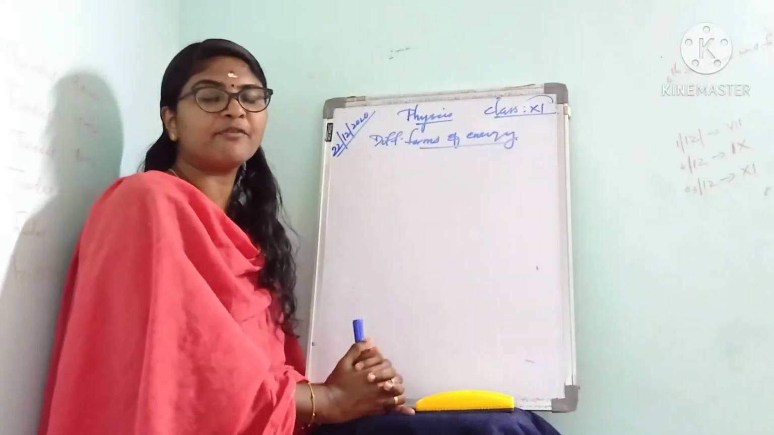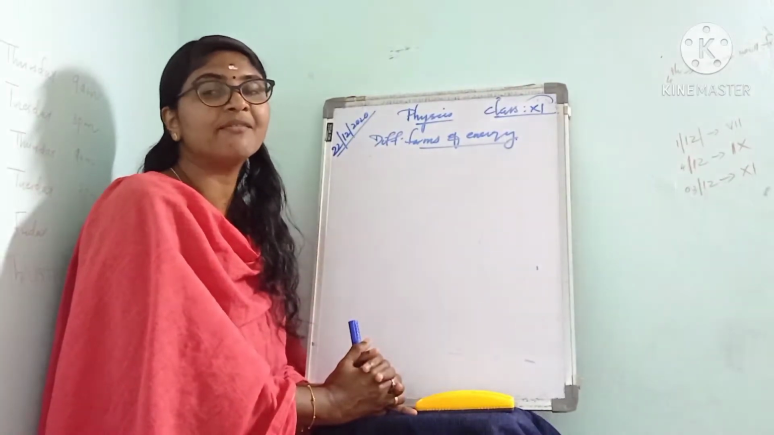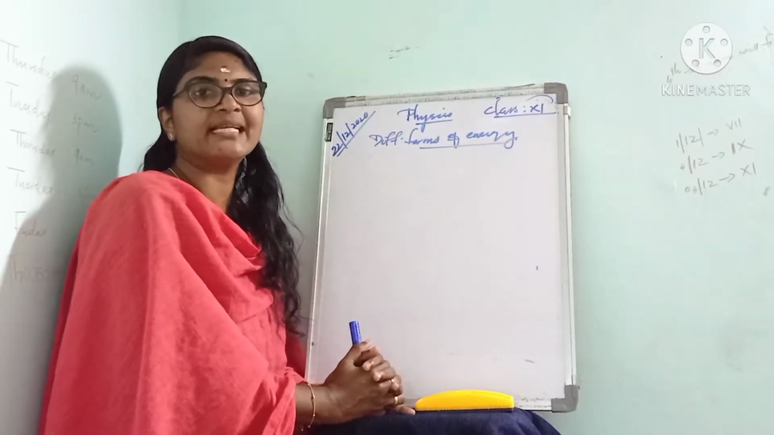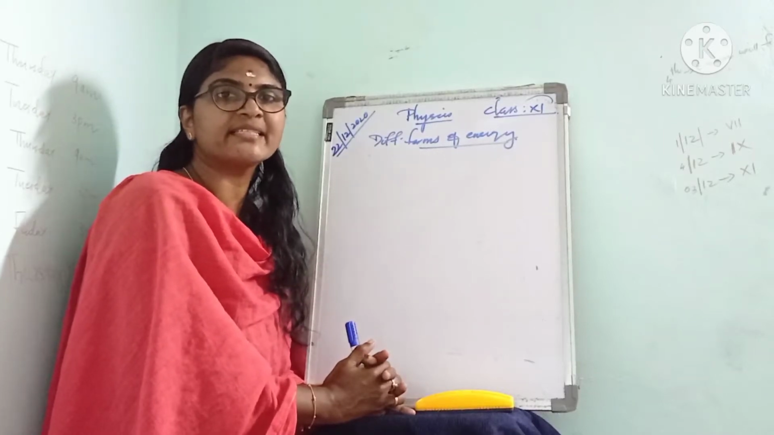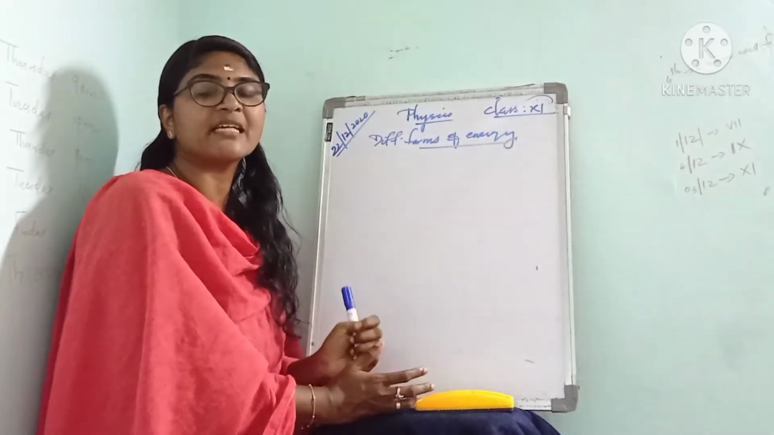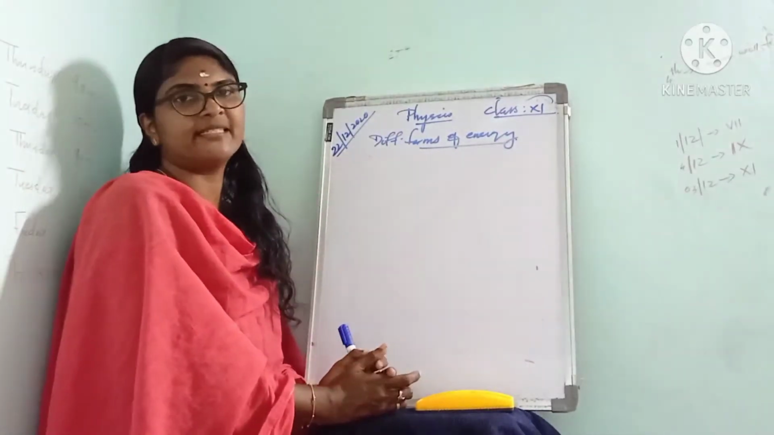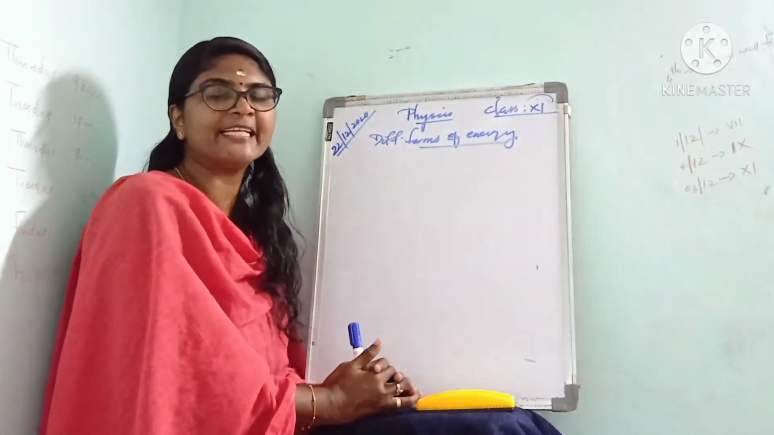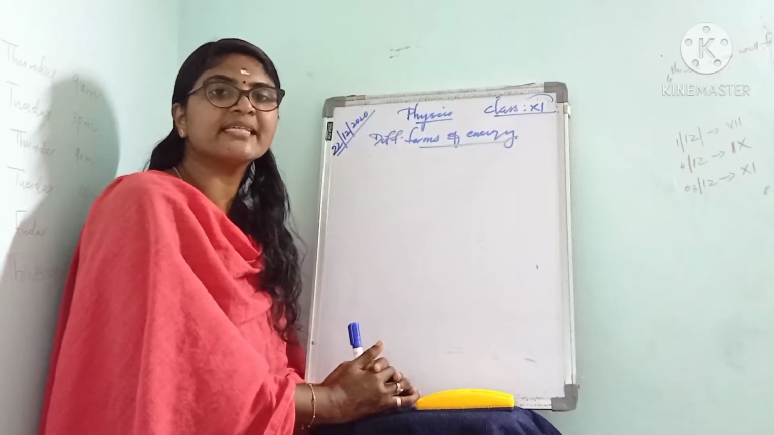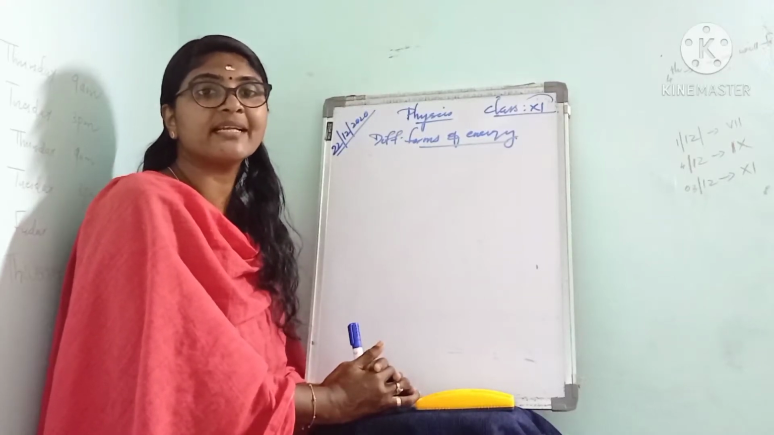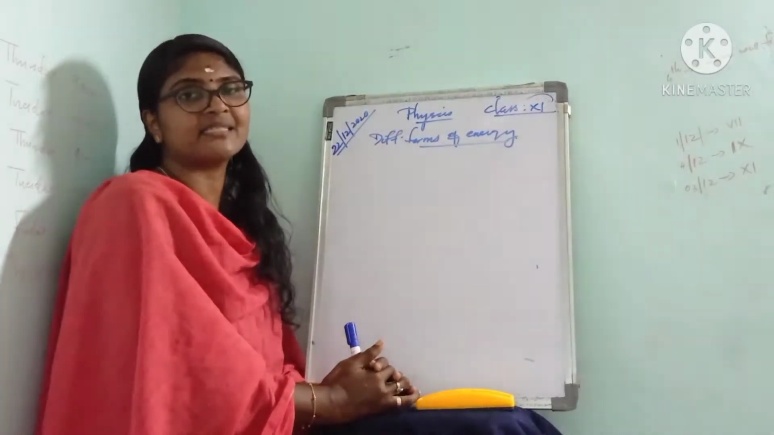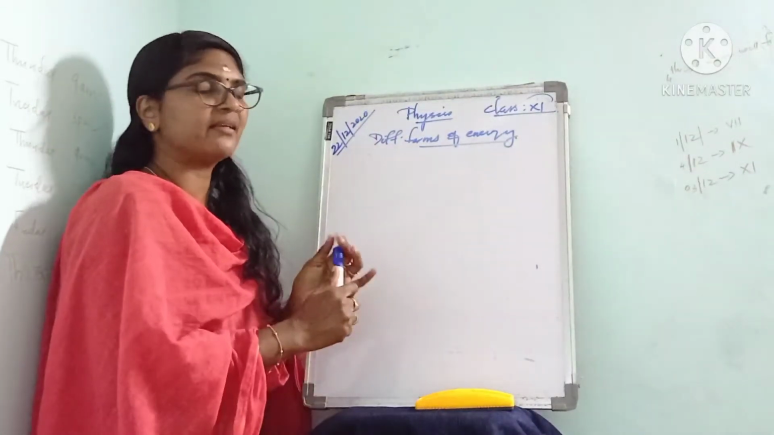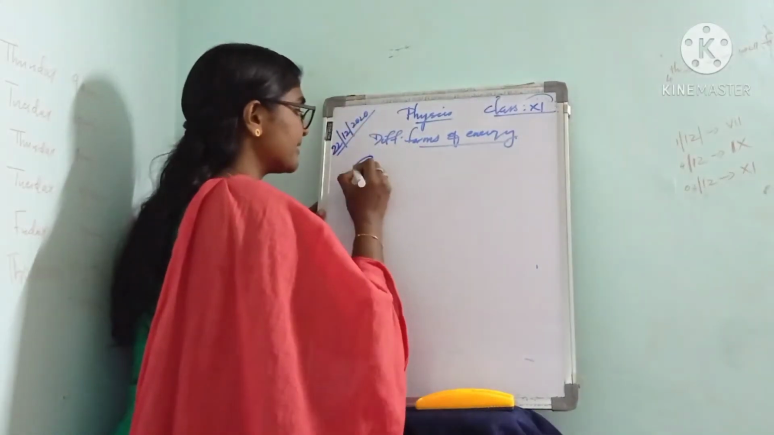Do you know what the different forms of energy are? We have mechanical energy, internal energy, chemical energy, electrical energy, nuclear energy and thermal energy. These are some of the forms of energy. Next we can talk about Einstein's mass energy relation.